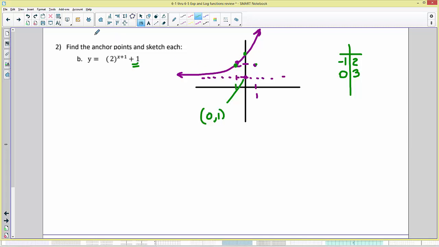So if you saw the physical movement of this, if I go back and do that again, right? It used to be here, so I went left 1 and up 1. And there we go. Now, if I'm asking you for range, make sure you understand that it can't go below 1. So the range would be 1, infinity, not inclusive of 1. And the key anchor points are here.